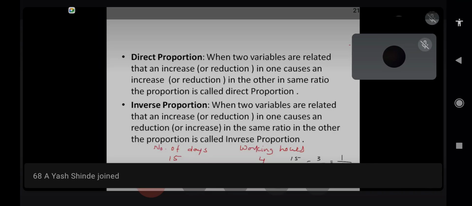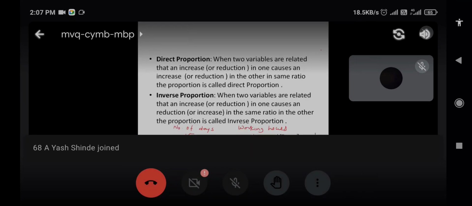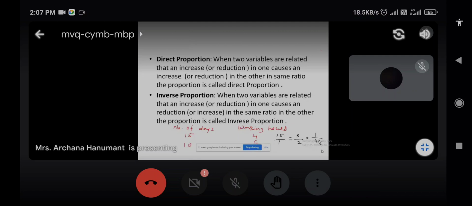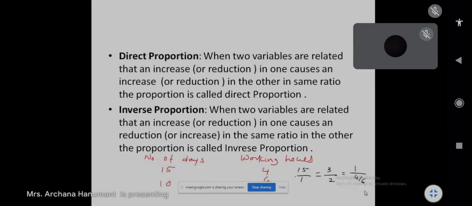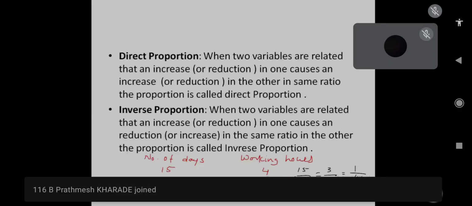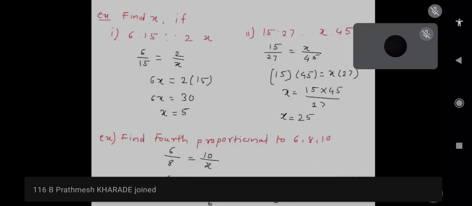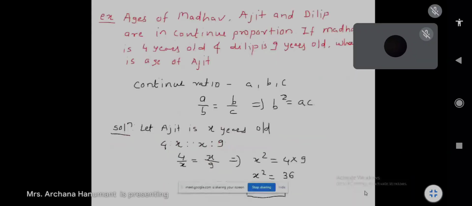Next one, inverse proportion. When two variables are related such that an increase or reduction in one causes a reduction or increase in the other, it is called an inverse proportion. Simply, if one variable increases, then the other variable decreases, or if one variable decreases, then the other variable increases. It's called an inverse proportion. So we take this example of the proportion.